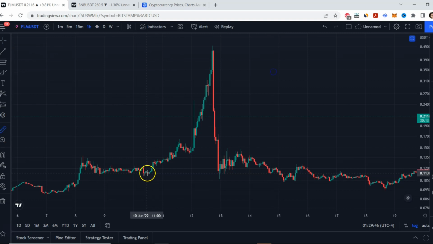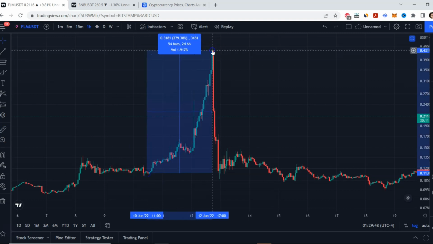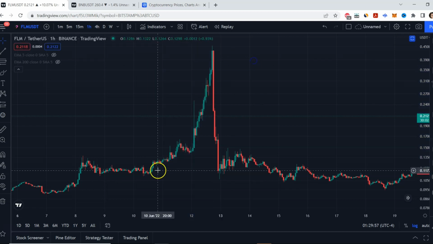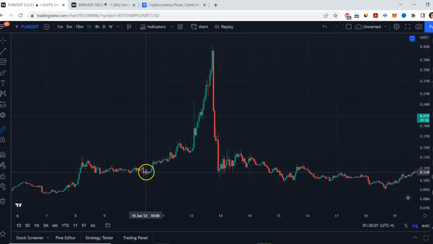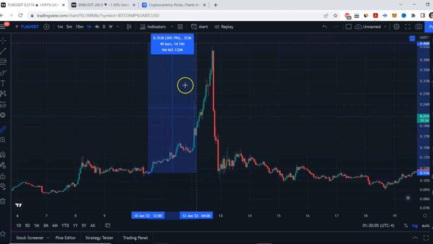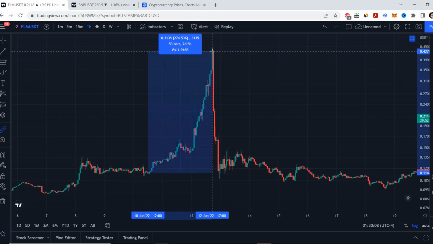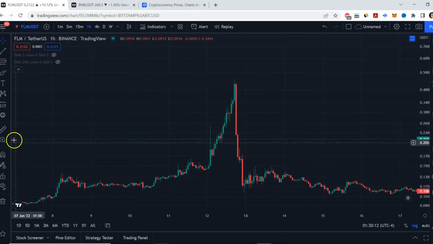Imagine if you open a long position here, bam, 280%. You make a lot of money. But who knows? We don't know the future. So let's say you open a short position, your short position is going to suffer. As you can see, this is a huge pump. You could have gotten liquidated.